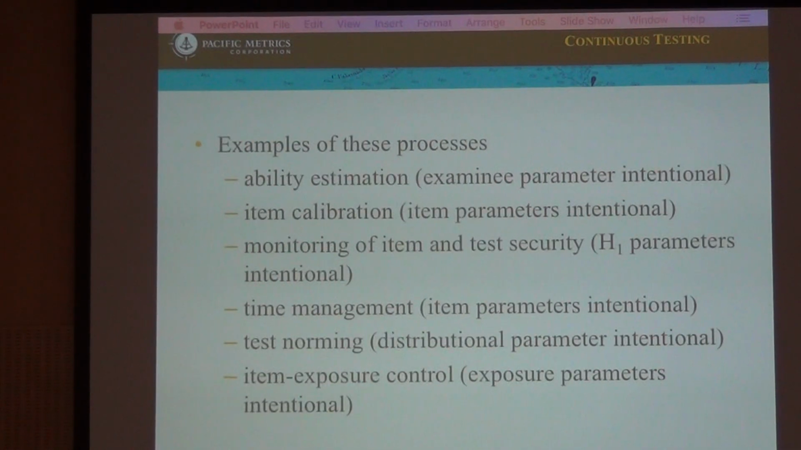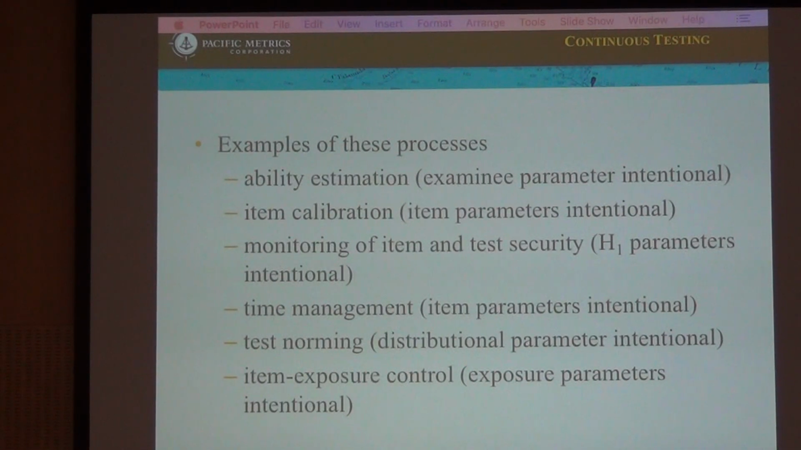So here are a couple of processes. Ability estimation, of course. That's what we ultimately do a CAT for. So what's the intentional parameter here? That's the examinee's ability parameter. And all other parameters are just nuisances. We need to acknowledge their existence. They have an impact on what happens, but we're not interested in them as we're interested in ability.